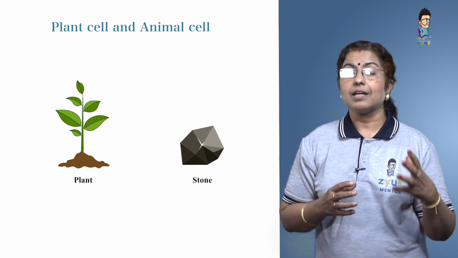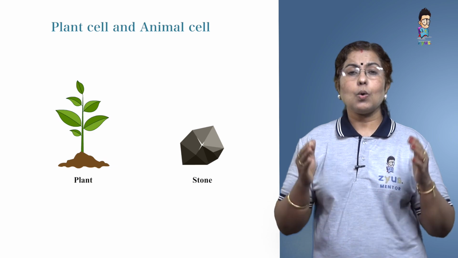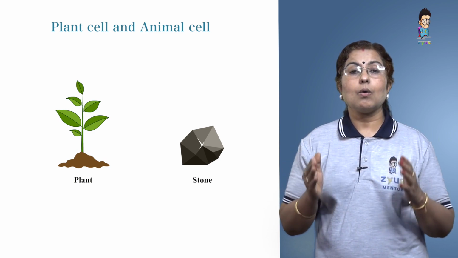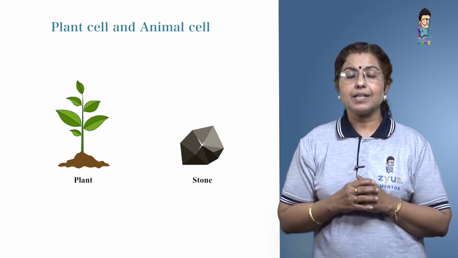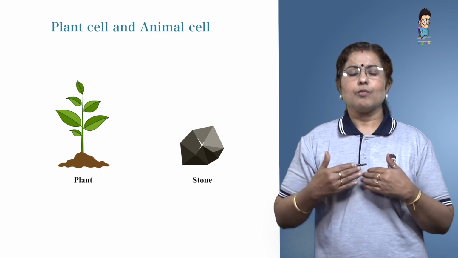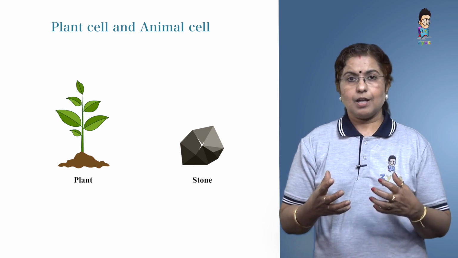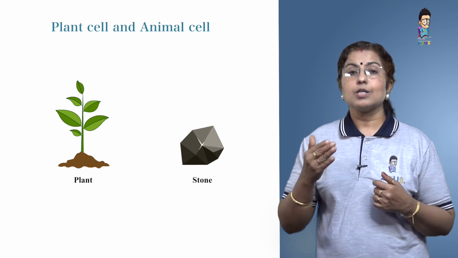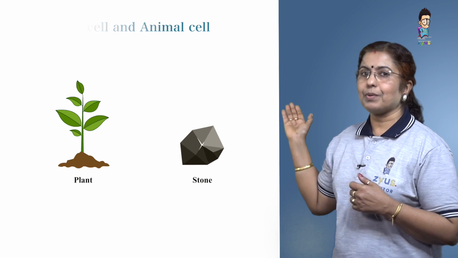So the cells give life to plants. All plants are made up of cells. All the living organisms, plants, animals and human beings, are made up of cells. So cells are the basic unit of life. The cells are the fundamental unit of life. We all begin our life from a single unit known as a cell. Whereas the non-living thing, the stone, does not have cells, so it doesn't have life. So that is the main difference between these two pictures.